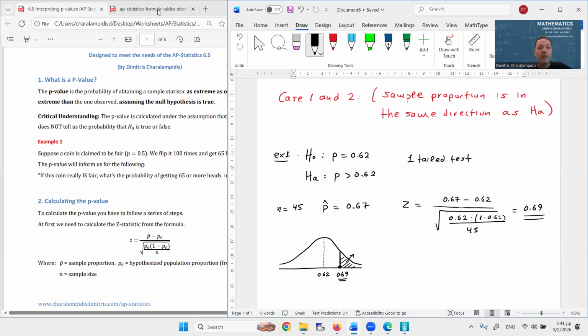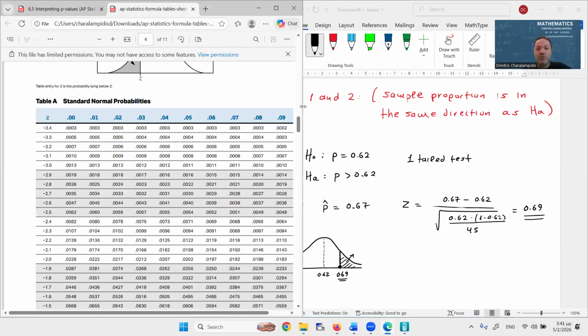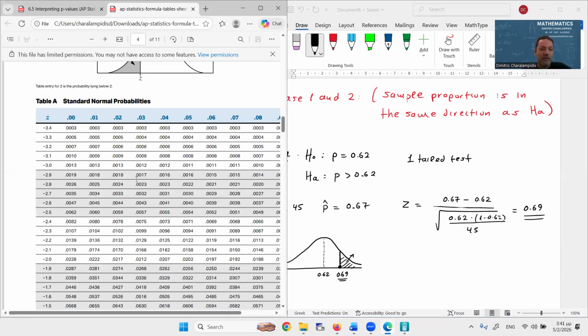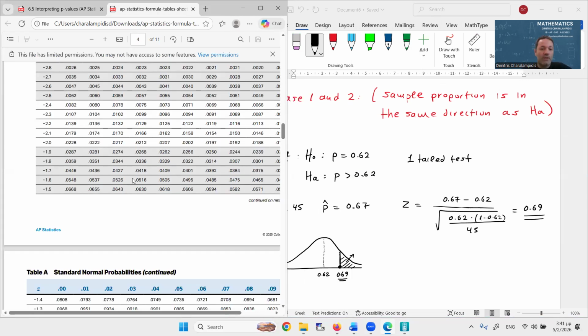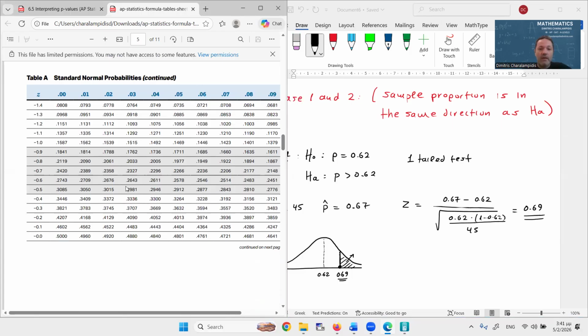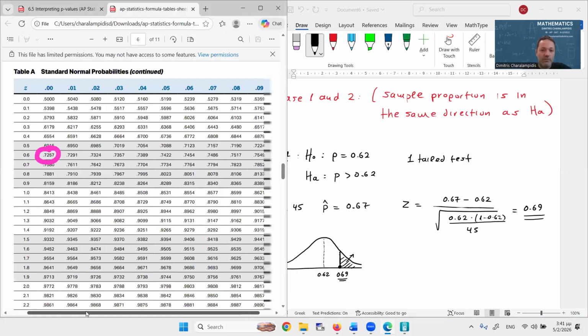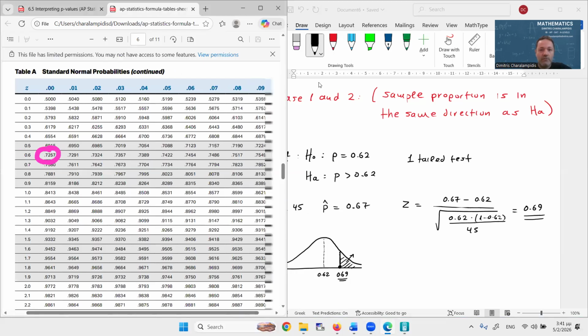Easily. I will bring the z-score tables. We are talking about 0.69, so let's go to that. Remember, we need to find where the row of 0.6, which is this, and the column of 0.09, which is a bit to the right, so here. So let's clear that.